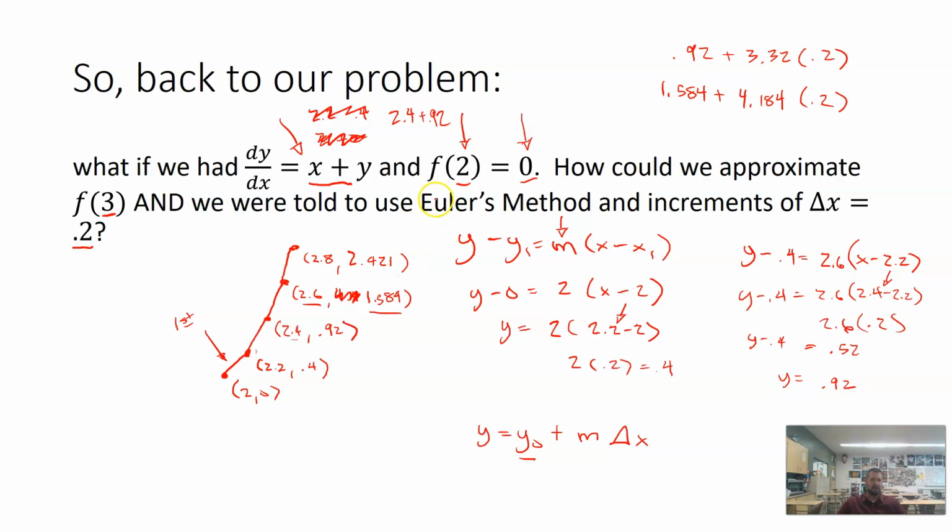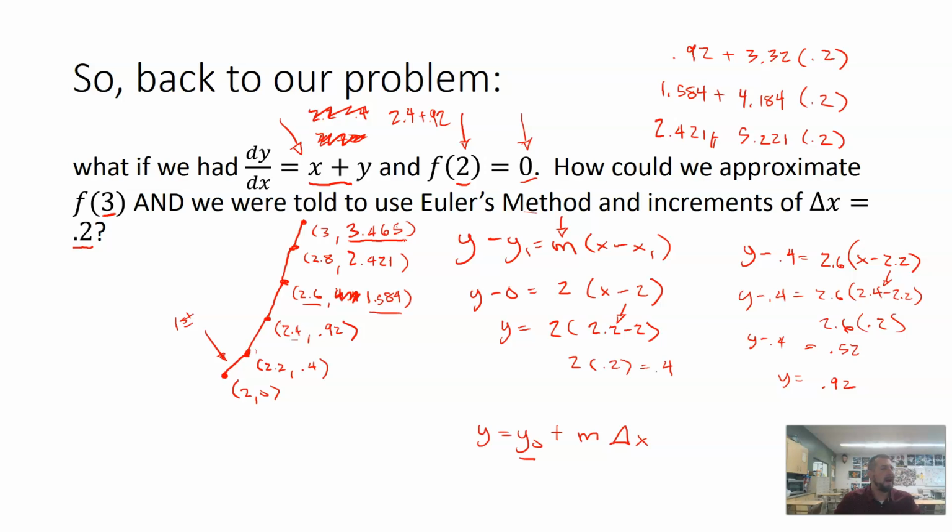That's for 2.8. Well, I'm trying to estimate f of 3, so I have to do this one more time. Notice my x value is now 3, so I take my previous y value, because I need to know the y value that goes with it, 2.421, plus my change in x of 0.2 times the slope. The slope in this one is 2.8 plus 2.421, which gives me 5.221. I put that into my calculator, 2.421 plus 5.221 times 0.2, and that gives me the y value I'm trying to estimate of 3.465. And that would be my estimation.